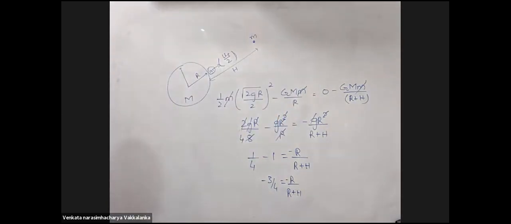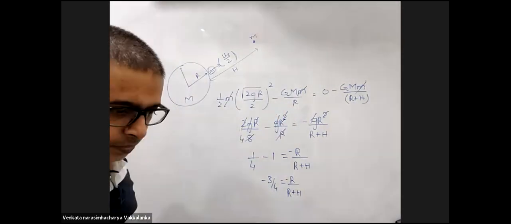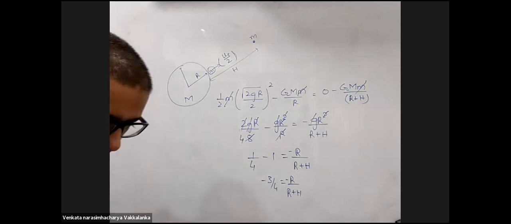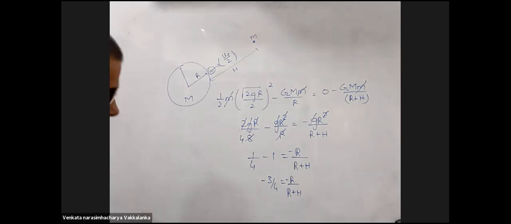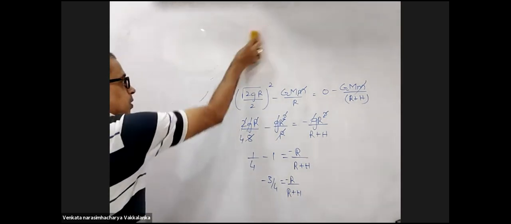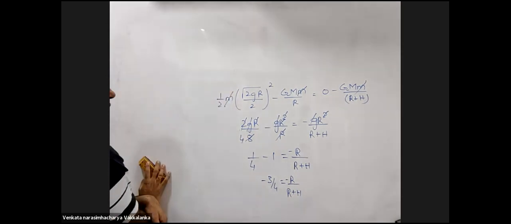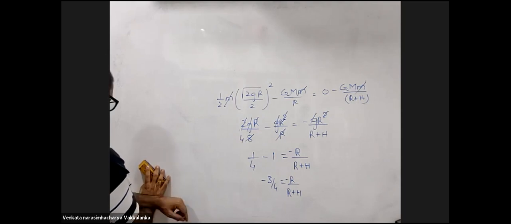Just cross multiply and simplify, you get the value of capital H, the height to which the body rises. No big deal, it is just conservation of total mechanical energy. So H is R by 3, yes.